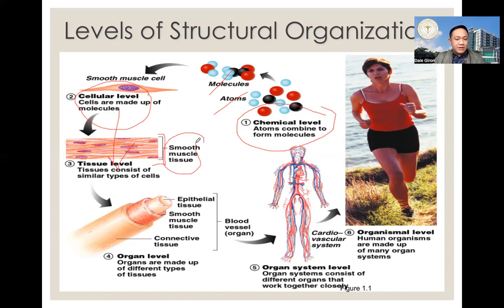Okay. Now from the tissue level, we'll go to the organ level. So when we say organ level, the organs are made up of different types of tissue, which will be discussed in this session. Okay. The first is the epithelial tissue. And then if this is the smooth muscle, so it is a smooth muscle tissue.